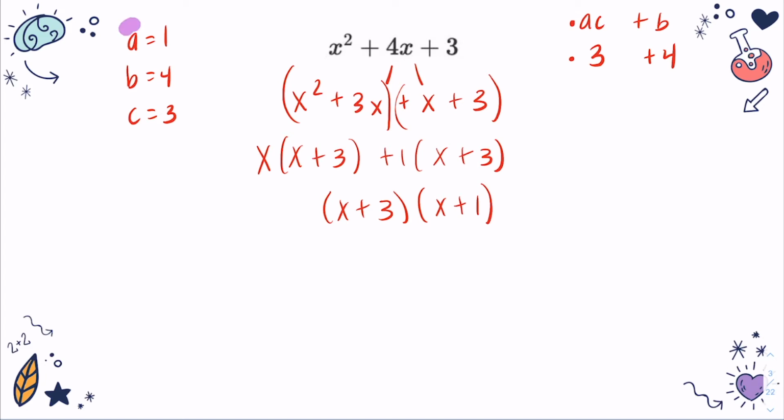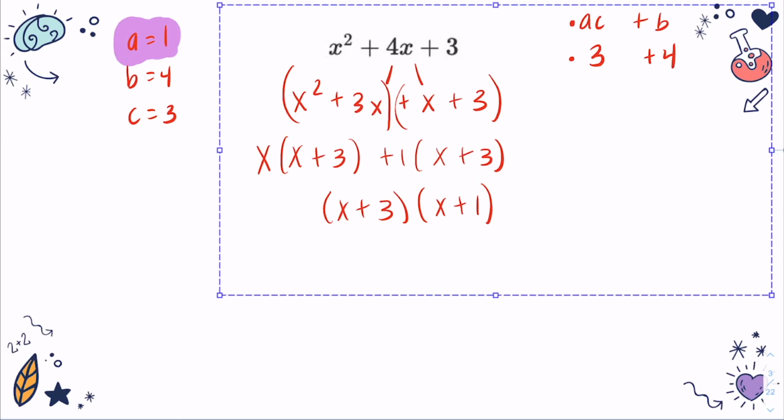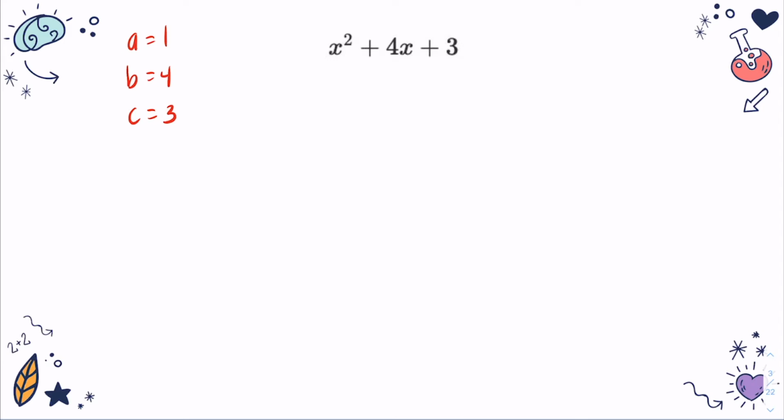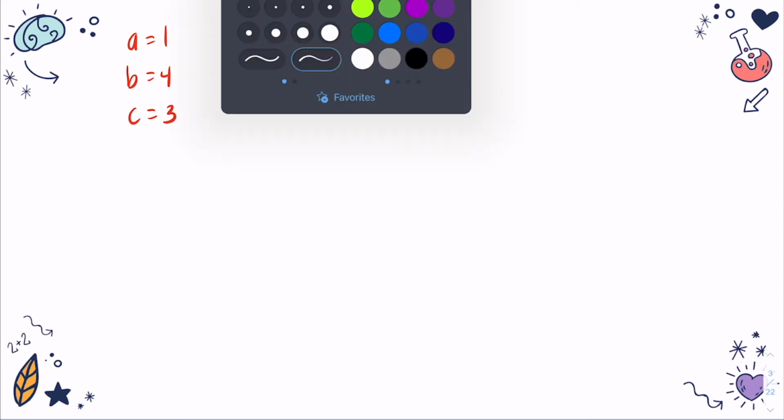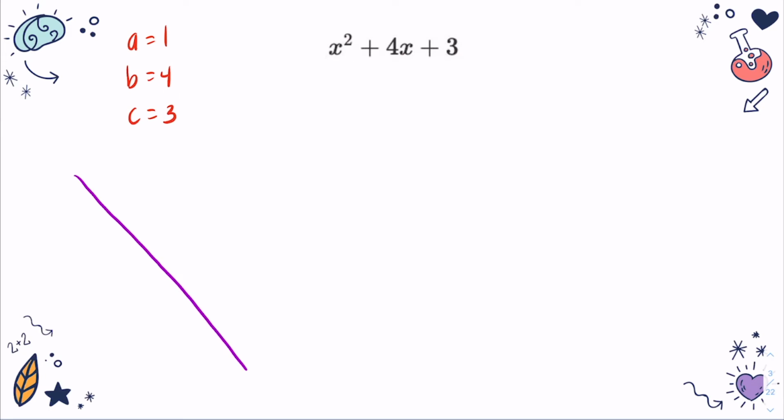However, a equals 1 is a special case. The reason why is instead of splitting the middle and factoring by grouping, when a equals 1, all we're doing is finding two numbers that add to give us b, just like before, but this time it's just multiplies to give us c. The reason why is if a is 1, a times c is just 1 times c, and that's why we can create this little x puzzle. And when we solve our x puzzle, it will give us our factors.